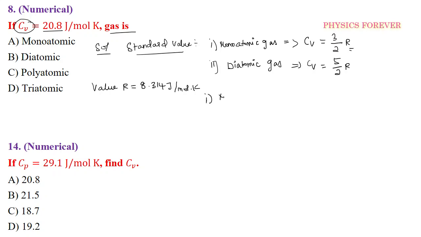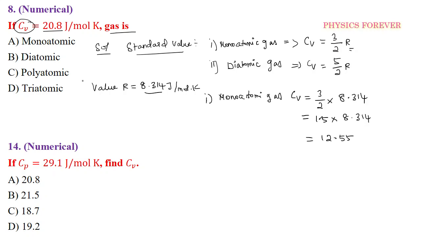For a monoatomic gas, Cv is equal to 3/2 into R, and the value of R is 8.314. 3/2 is 1.5, so 1.5 into 8.314 gives 12.55. So it is not monoatomic; that is wrong. Then we move to diatomic.